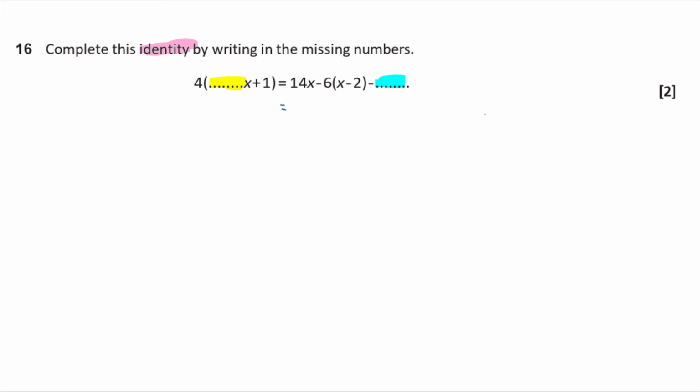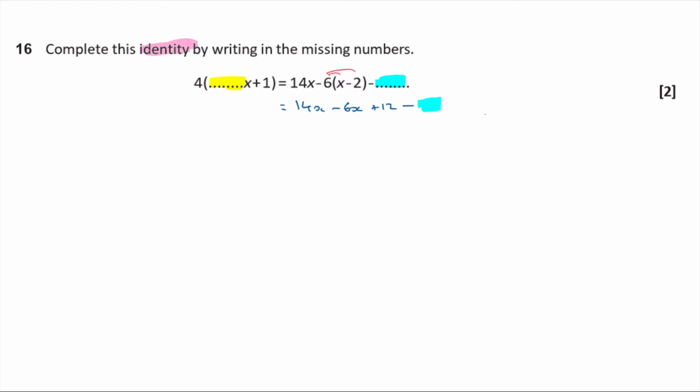So I'm going to start off by looking at the right hand side. I've got 14x minus 6 lots of x minus 2 minus something. So if I just multiply out that bracket, let's see what I get first. So I get 14x, now minus 6 times x, and minus 6 times minus 2 there. Minus 6 times x is minus 6x, and minus 6 times minus 2 is actually plus 12. And then we've got minus our mystery number still that we don't know what it is.